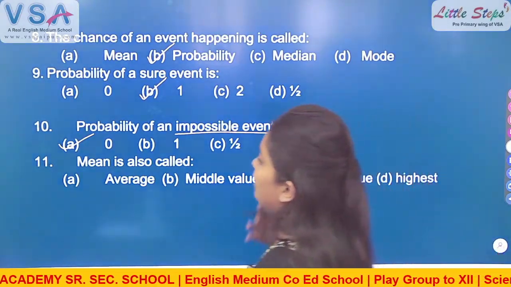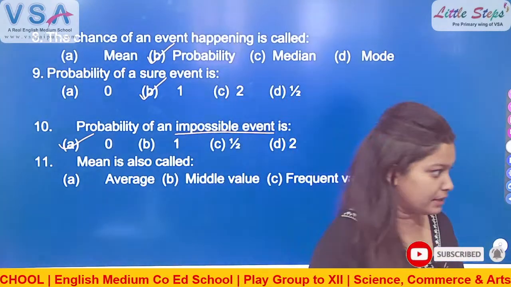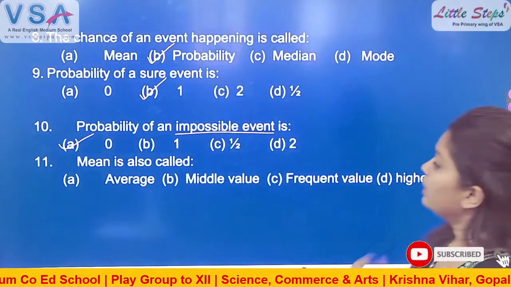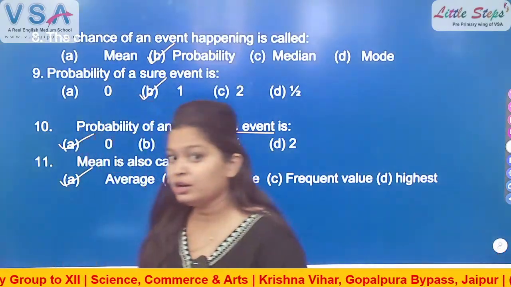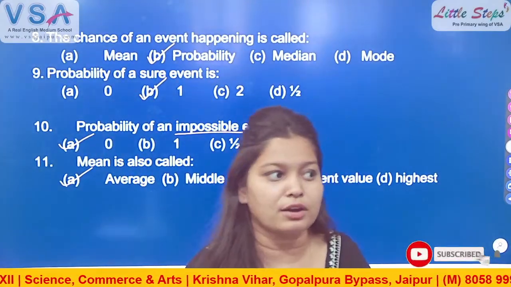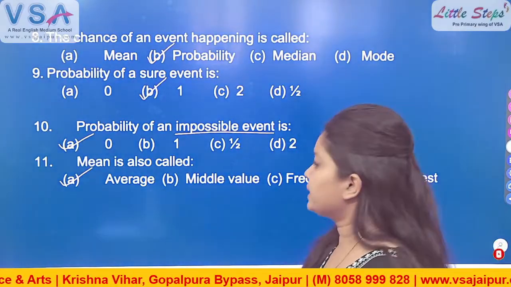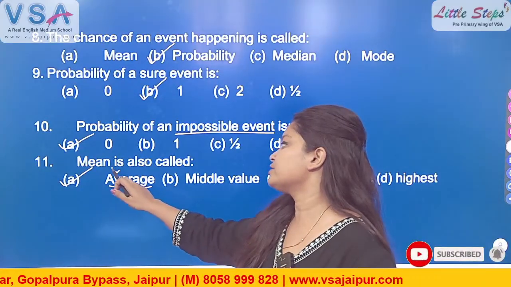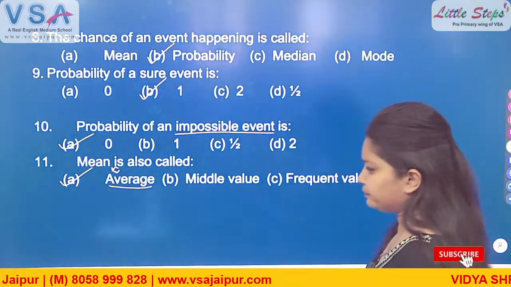MCQ 11th. Mean is also called. What we call mean? Tell me. Mean को हम क्या बोलते हैं? We call mean average. क्योंकि हम numbers को sum करते हैं और divide by number of observation करते हैं, तो एक तरीके से average ही निकलता है. Both are the synonyms of each other, mean and average. तो mean को हम average भी बोल सकते हैं. Clear?